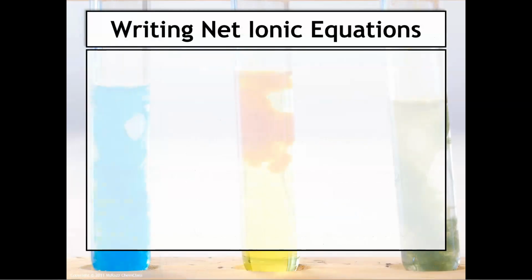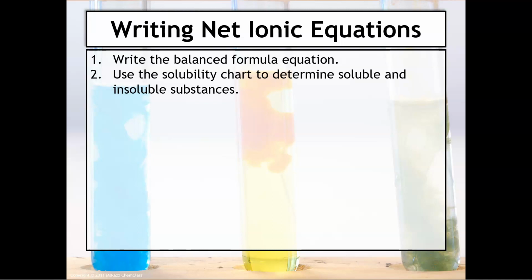So now what we're going to do is learn how to write net ionic equations. And I find that the easiest way to do this is to use a stepwise approach. So I'm going to describe the steps to you, and then we'll use the steps in the subsequent examples. So we're going to write the balanced formula equation. That's the first thing. We're going to use the solubility table to determine soluble and insoluble substances. Unless it's given to you in the actual prompt, you'll always have to do this.